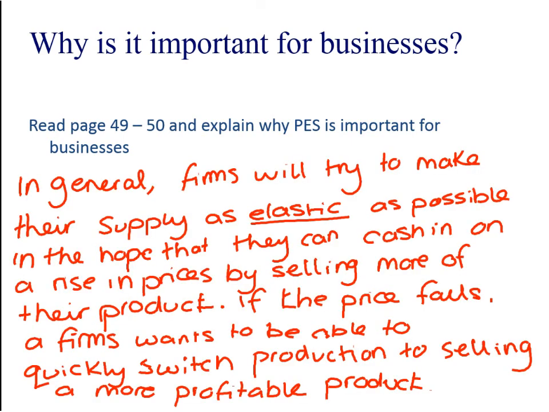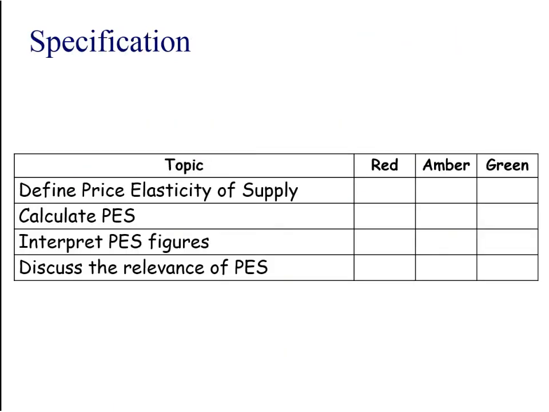Well, in general, firms want to make their supply as elastic as possible because they are hoping that they can cash in on a rise in prices by selling more of their product. To sell more of your product, you've got to supply more of your product. Okay, so if the price goes up, you want to sell more of that product. But if the price falls, you want to switch to making something that's maybe a little bit more profitable for you. So you want to move out of the production of that product. So in general, you want to be as elastic as possible. Okay, so that's the relevance of PES there.